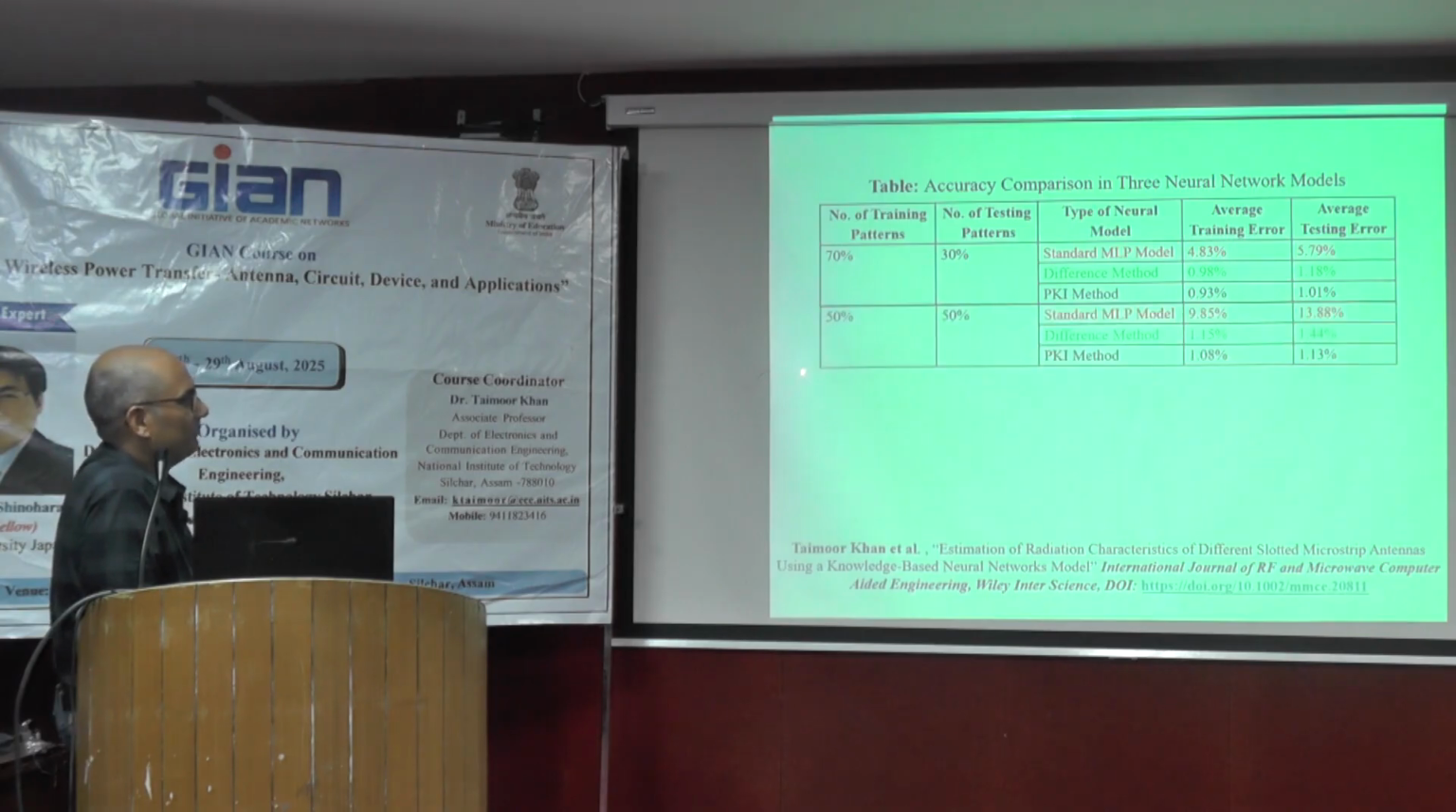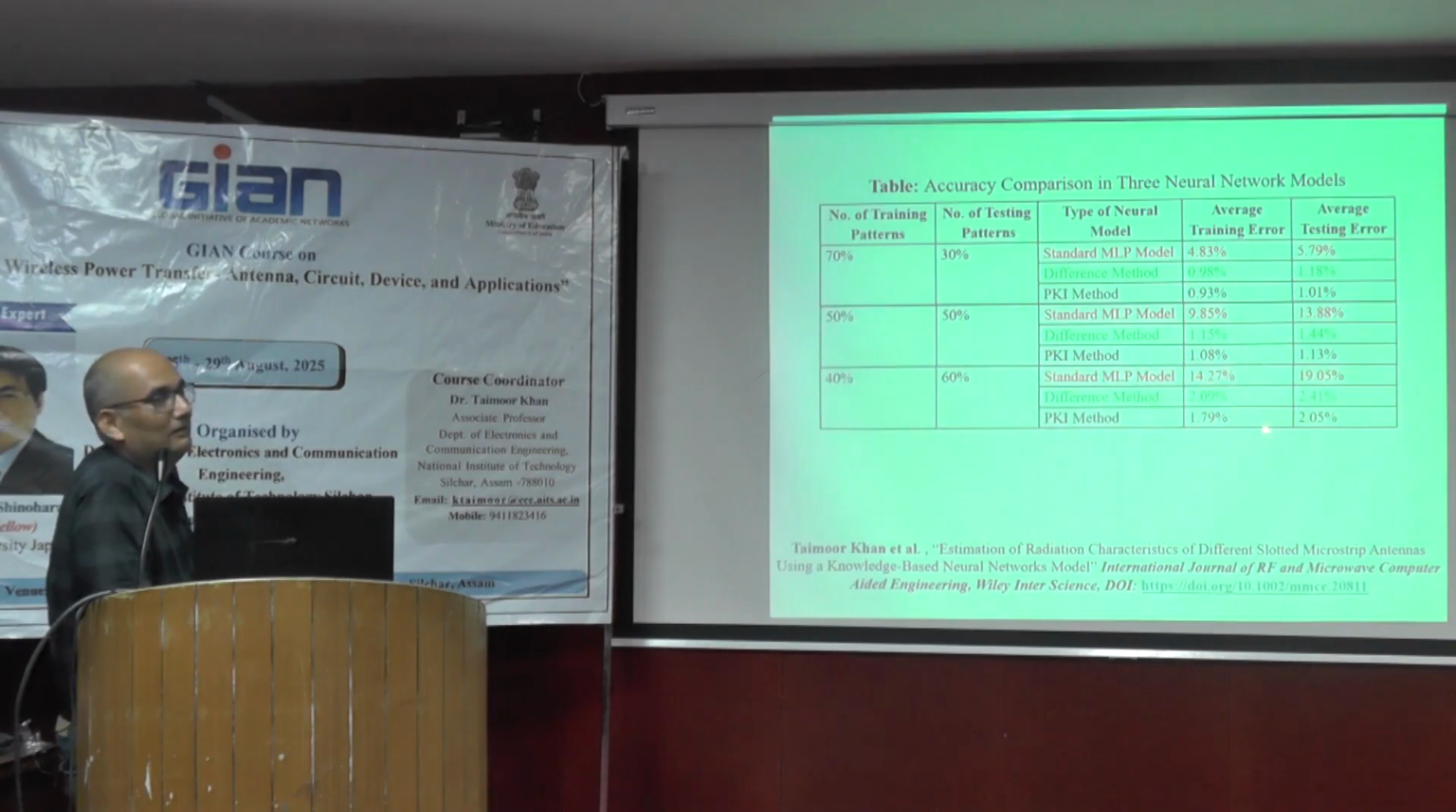Coming to 50%, 50%, training is 50%, testing is 50%, which means you are going to reduce the training patterns and increase the testing ones. 30% to 50%, here 70% to 50%, just see the change. Again the PKI method is better than the difference method, and both methods are more accurate than the standard MLP model. Here 40% to 60%.